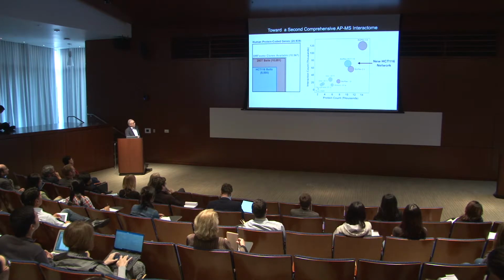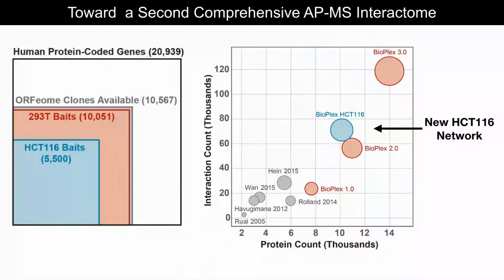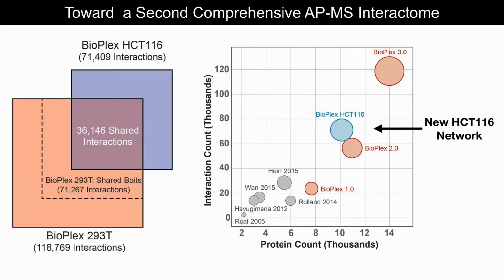So the network emerging from this is now bigger than BioPlex 2 was. And you can see here the number of baits relative to what we did with BioPlex 3 in 293 cells. It turns out that there are a lot of shared interactions. Of course, not every interaction is shared. There's a lot of cell type specificity here with expression. Also, there's a difference in the levels of expression. We tend to get lower levels of expression with HCT, which might change the ability to detect certain kinds of interactions.